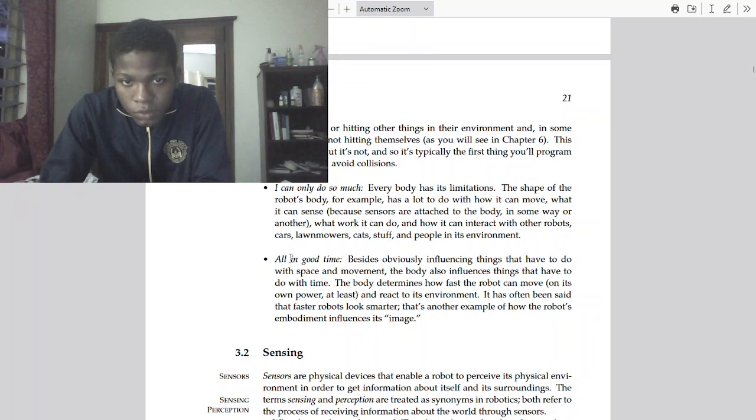So what really does that mean? So basically, you can't have a robot that does everything, because it just has limitations. Depending on how it's going to move, you have the body set a certain way, and it might not be able to do other stuff. I think that's what it's trying to say.